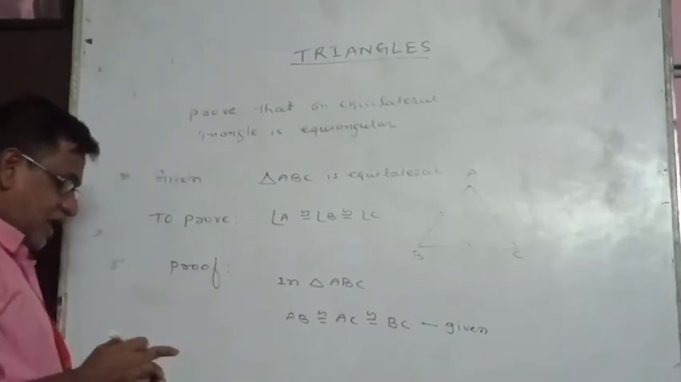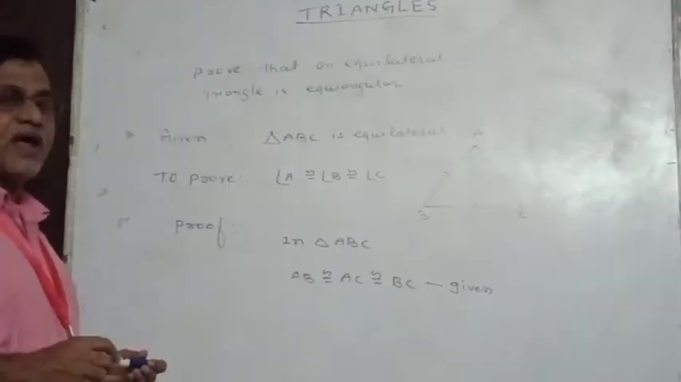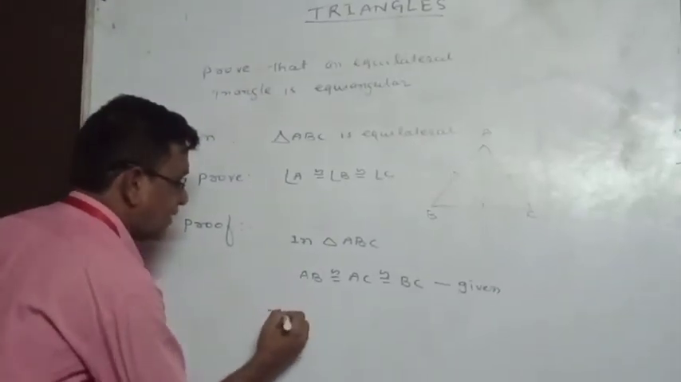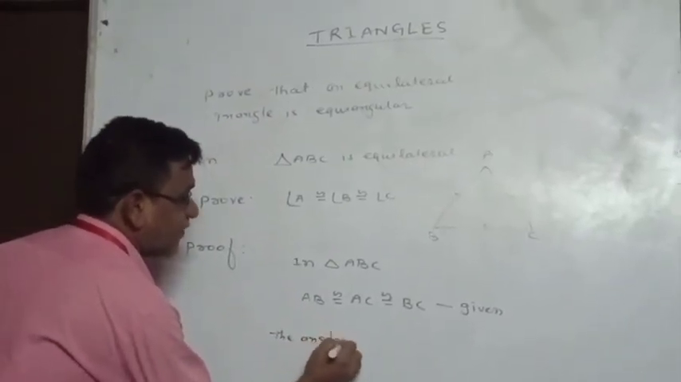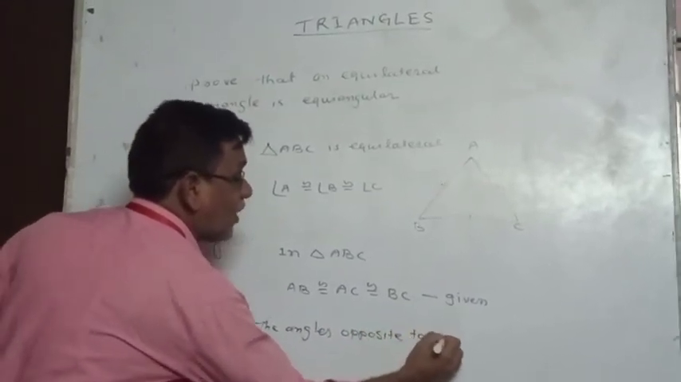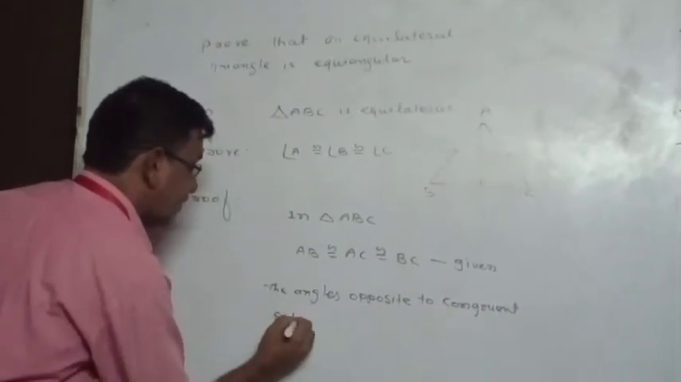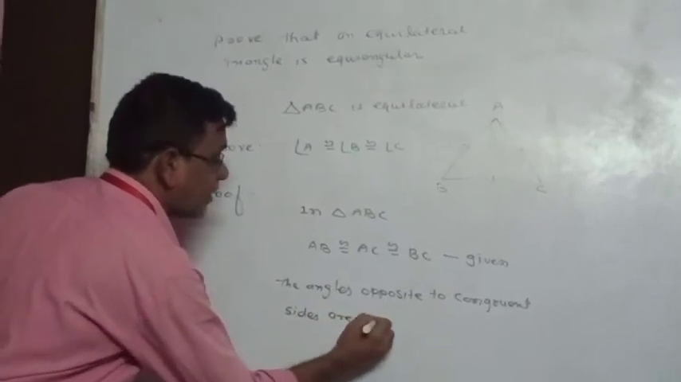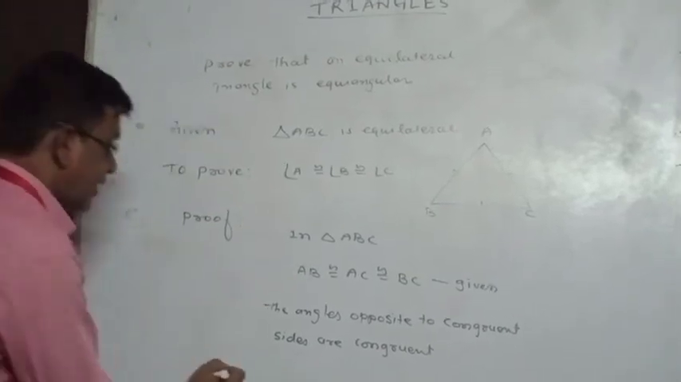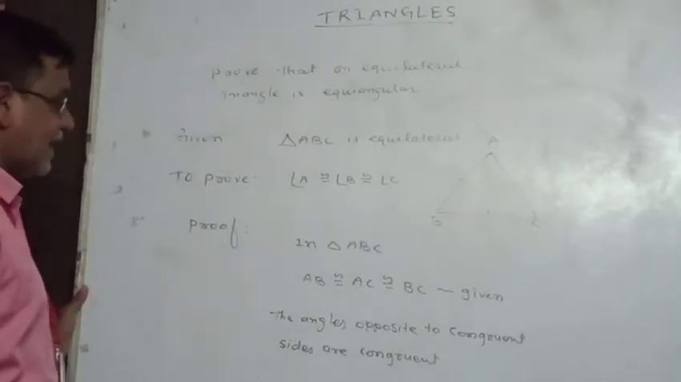Okay. Now we know that the angles opposite to congruent sides are congruent. Therefore you can say that if all sides are congruent, then all angles are congruent.